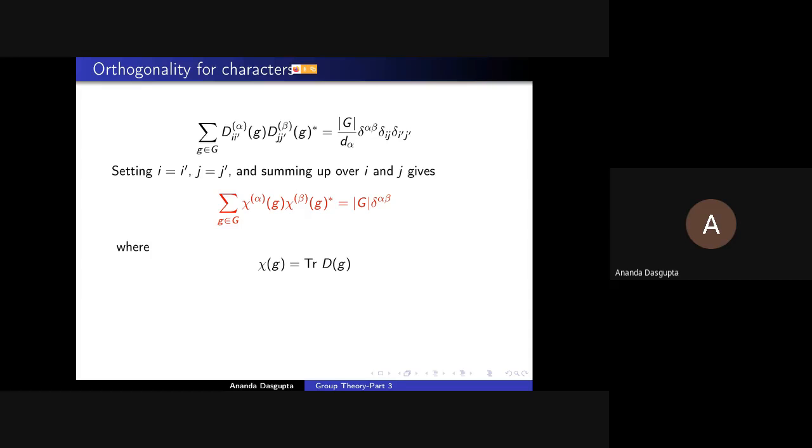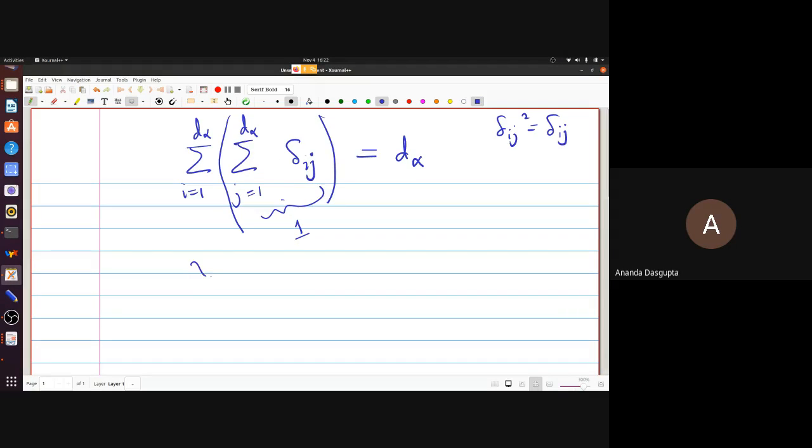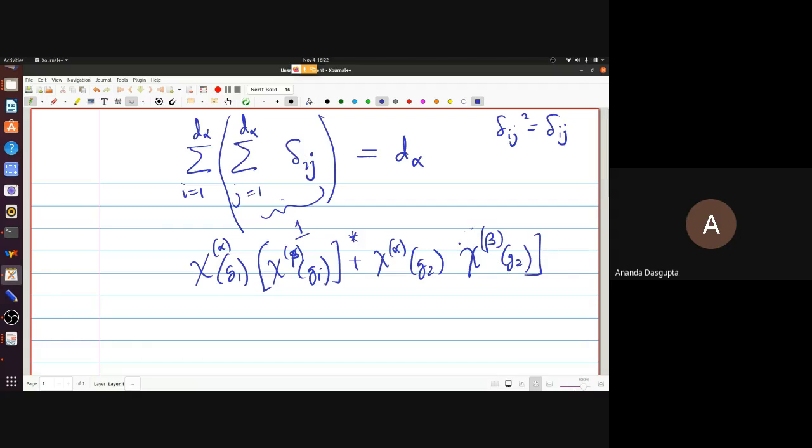And why I call it an orthogonality relation, well, it should be sort of obvious, but if it's not jumping out in front of your eyes, let me just point out this is really something like this: chi alpha G1, chi beta G1 conjugate. Then you have chi alpha G2, chi beta G2 conjugate, and so on. How many such terms do you have? One for every group element. And the result is mod G delta alpha beta.